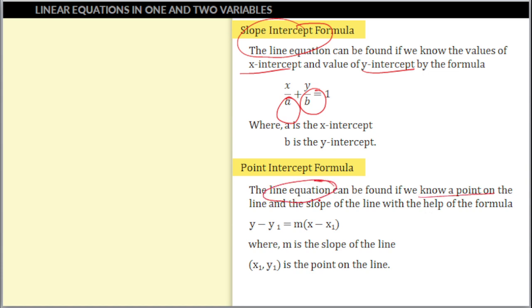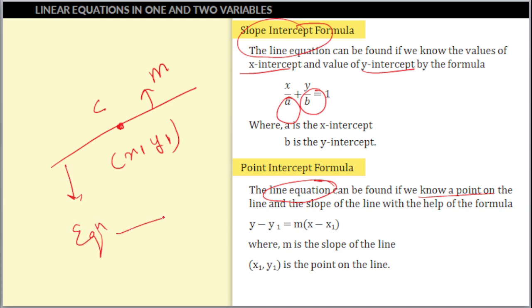The point-slope form is again a way to find the equation of a line. Let's say this is a line and we know a point on it, point C, with coordinates x1, y1, and we know the slope of this line is m. We can find the equation of this line using this formula, that is y minus y1. Y stays like this because in the equation we should have x and y, and y1 is this.